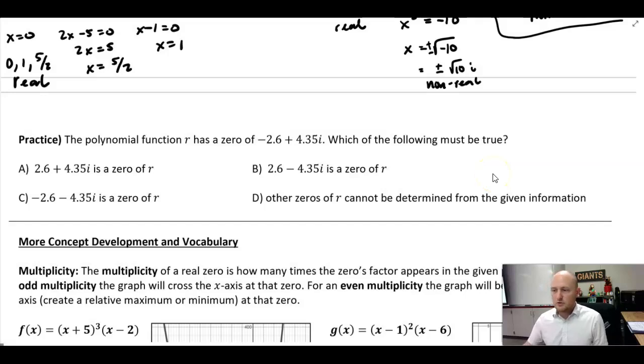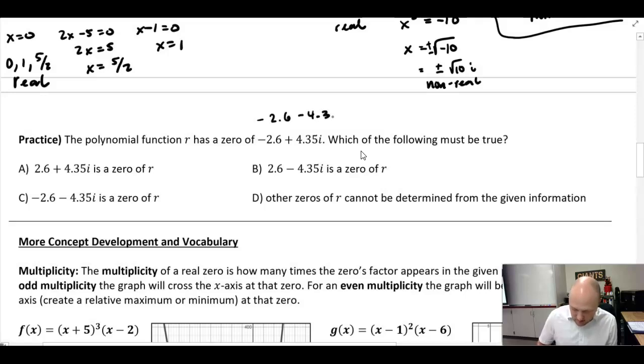Okay, hopefully you paused me. The answer to this is that the other 0 is going to be the conjugate. If you know this imaginary number is a 0 of a function, then its conjugate is the other 0. Guaranteed, they come in pairs. The conjugate just changes the sign of the second term. So our answer here is C.